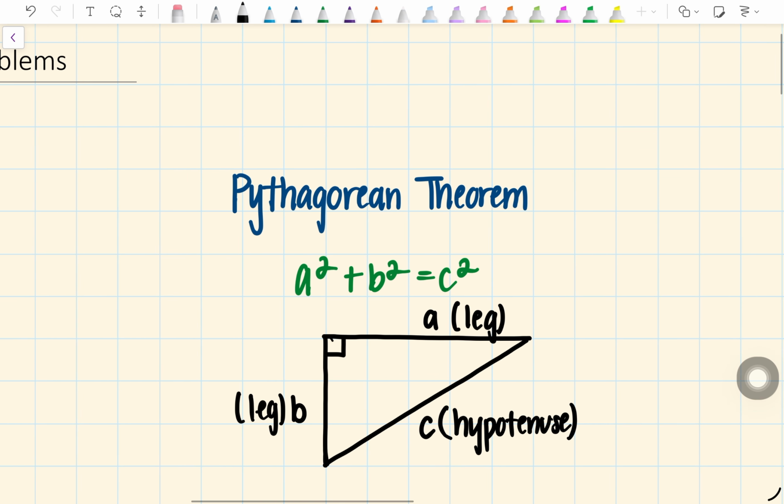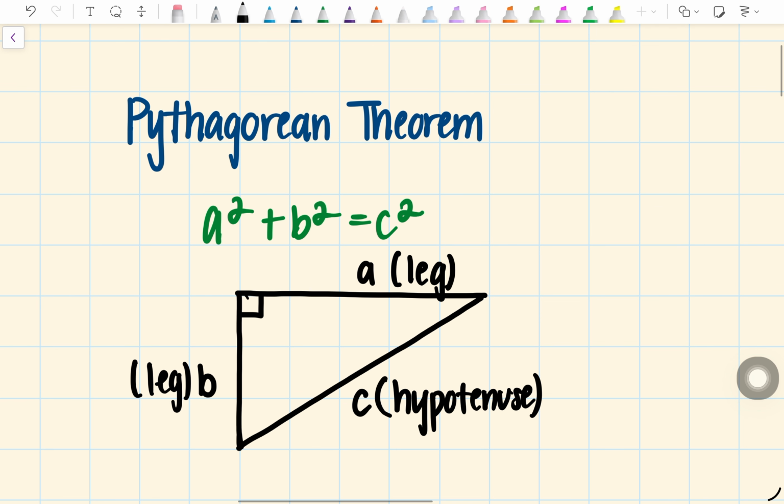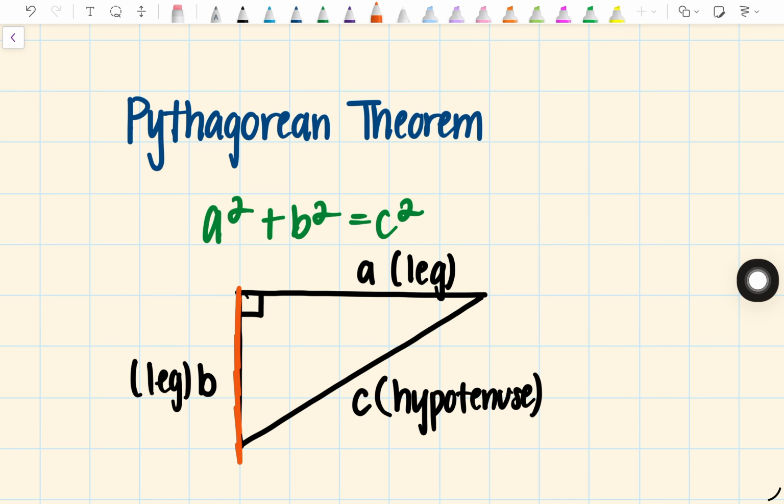Just a reminder, Pythagorean theorem: a squared plus b squared equals c squared. We have a right triangle where the sides that make the 90-degree angle represent the legs, and the side opposite to the 90-degree angle is the hypotenuse, which is c. Or we could also think of it as the side that does not make the 90-degree angle would be our hypotenuse, c. Notice how this one doesn't touch the 90 degrees, that is c.